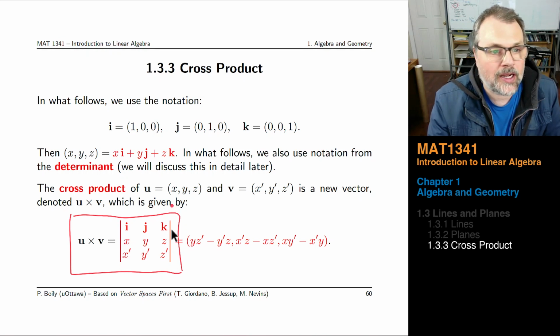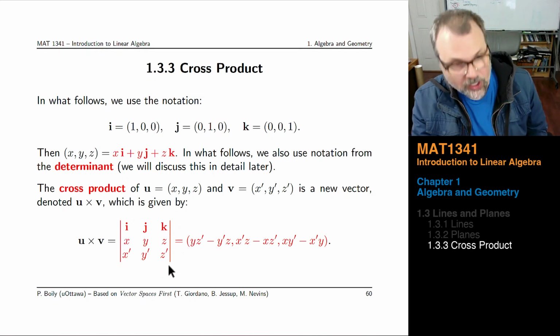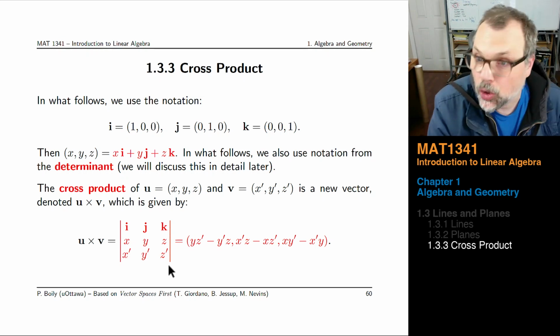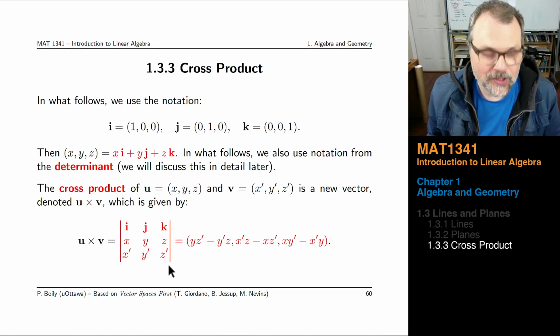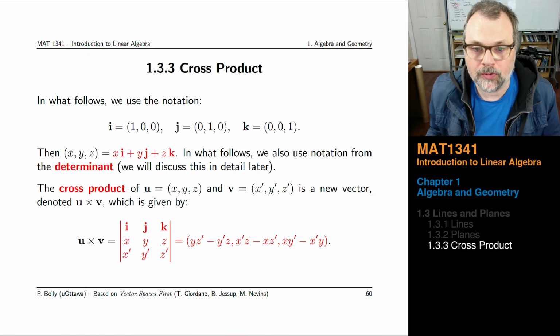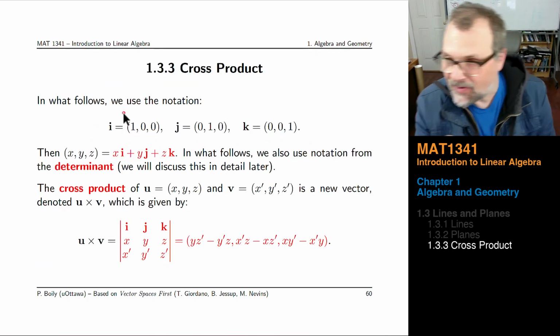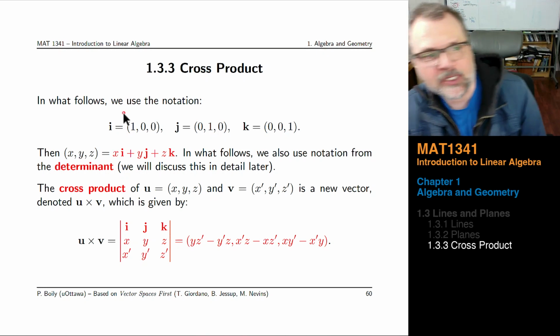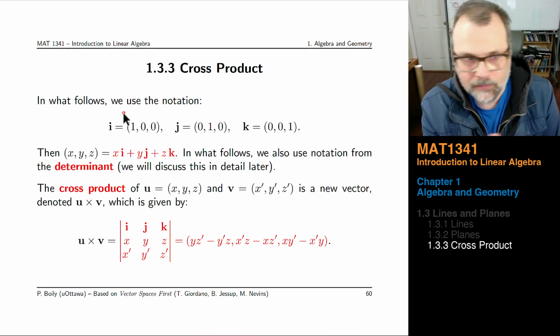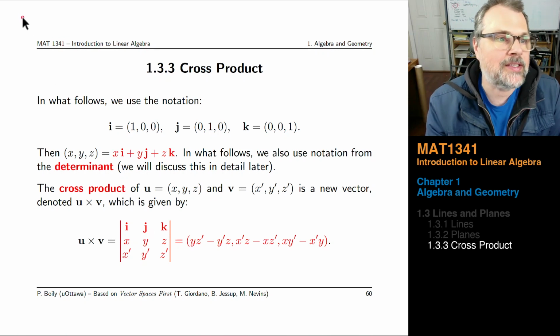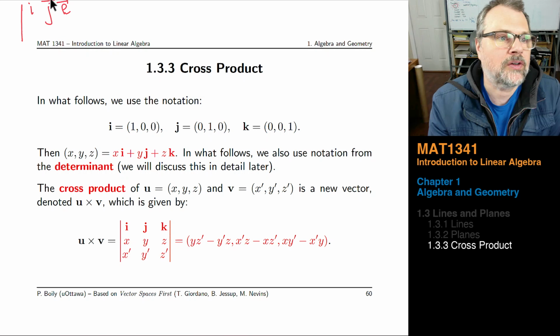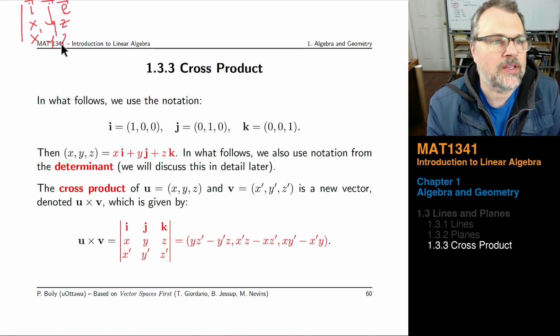The vertical lines here mean that we're going to be computing something like a determinant. I'm going to take the time to spell it out properly here for you. I haven't yet defined what the determinant is, but I'm going to explain what this notation is saying. So the bit that is here, i, j, k, these are vectors. Then we have x, y, z, and then x prime, y prime, z prime.